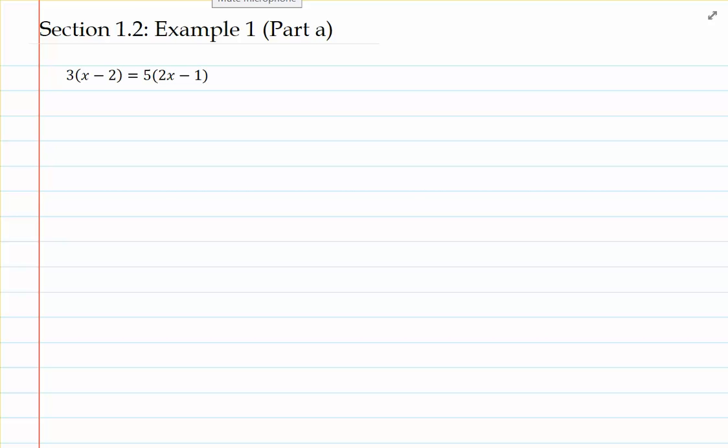Hello, in this video we're going to solve the equation 3 times the quantity x minus 2 equaling 5 times the quantity 2x minus 1. The very first thing we're going to want to do is consider clearing parentheses.